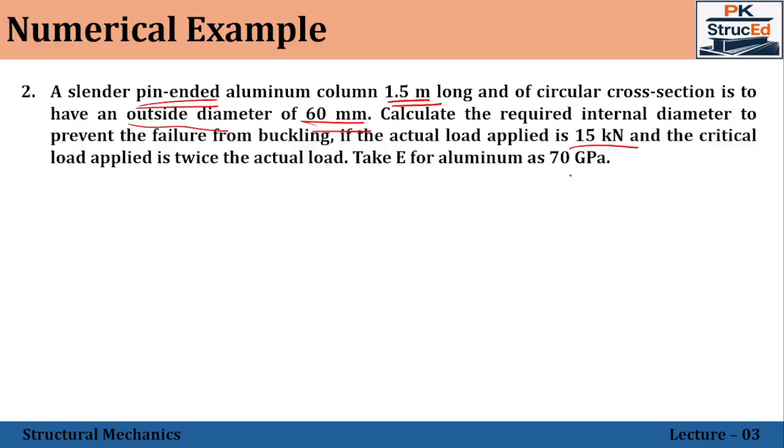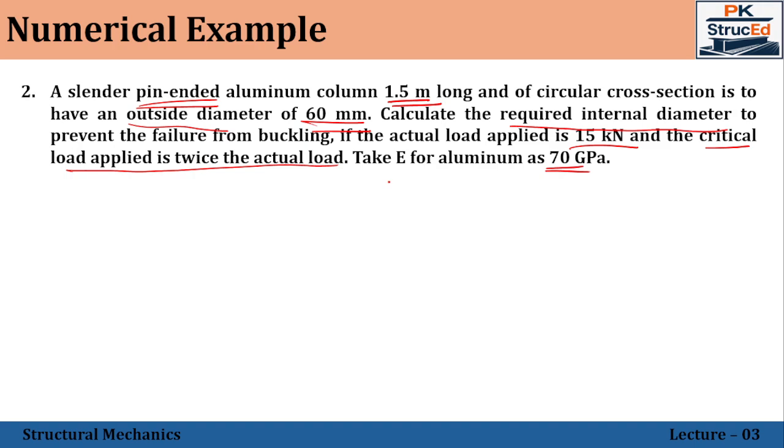Right. And we are told that the critical load must be twice the actual load. The material property is given as E equal to 70 gigapascal for the aluminum. Here the question is, we are required to determine the internal diameter.